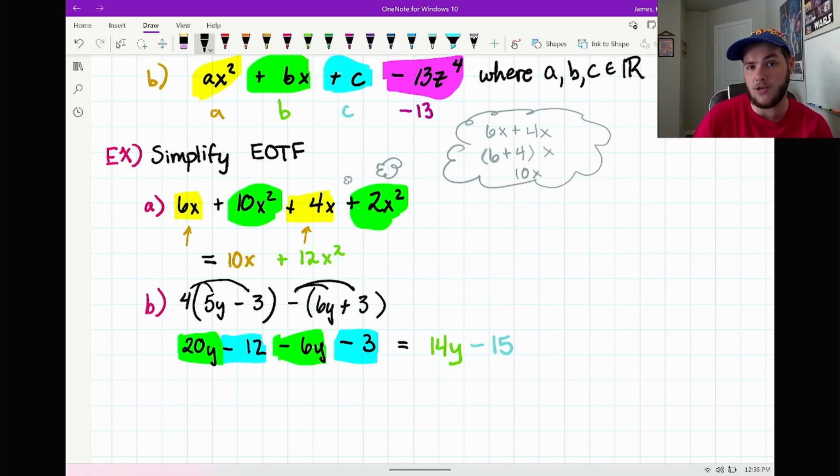Now I have like terms to combine. I've got a 20y and a minus 6y. Those combine to give me 14y. And I've got a negative 12 and a negative 3, which combine to get me negative 15.